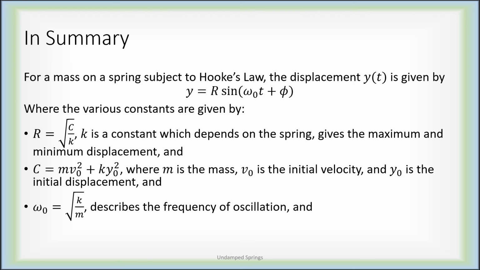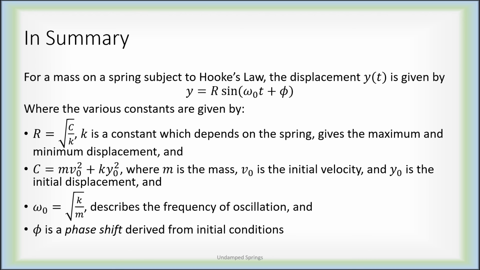Also, omega naught is the square root of k over m. But in terms of the sine function, it determines the frequency of oscillation. The spring constant makes a difference. Okay, if our spring is very springy or not very springy, it will oscillate faster or slower. But the mass also makes a difference. Okay, as the mass gets very large, omega naught tends to 0. Okay, but 2 pi over omega naught is the period. So as the mass gets very big, the period actually gets very long.